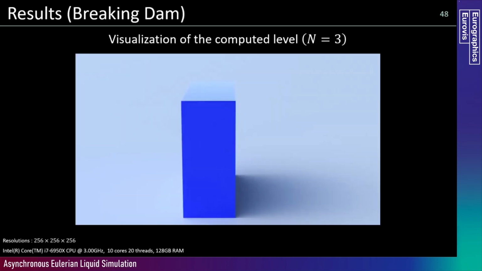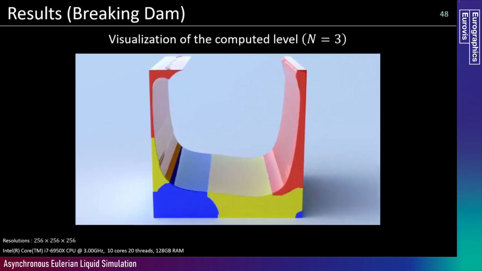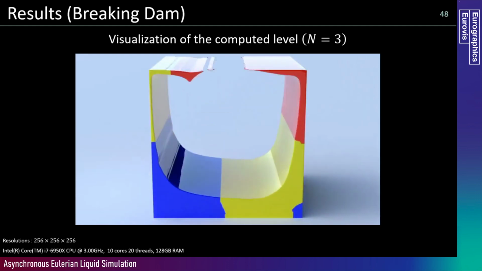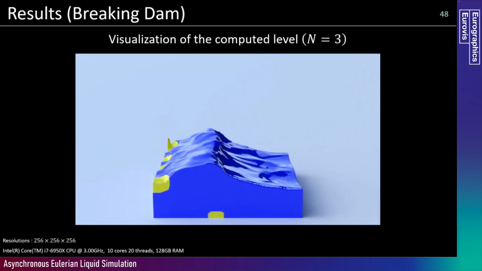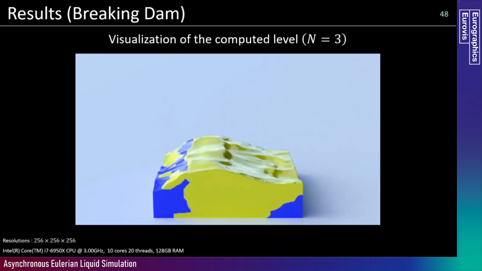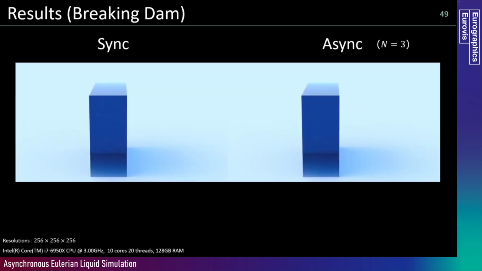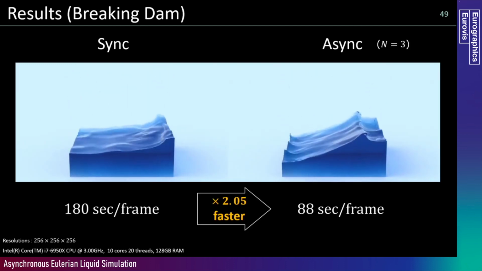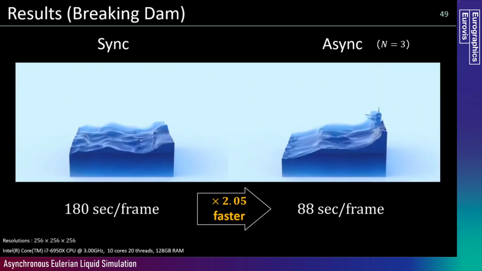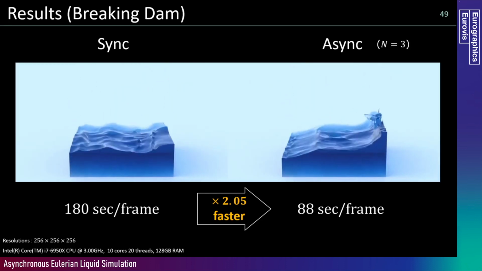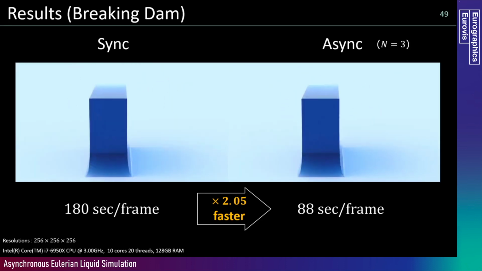The last one will be about the breaking dam scene. This scene is different from the last two scenes in that the maximum velocity becomes slower and slower as the simulation proceeds. So as it goes to the end of the simulation, the advantage of the asynchronous method becomes small. But in such a scene, which might be thought unsuitable for our method, we even succeeded in speeding up 2.05 times faster. Specifically, our method runs 88 seconds per frame, and the synchronous method takes 180 seconds per frame.